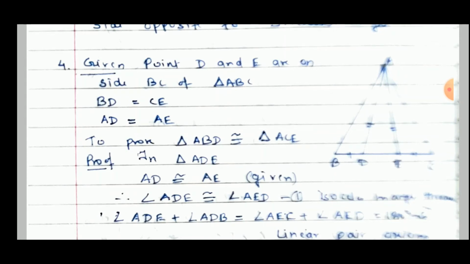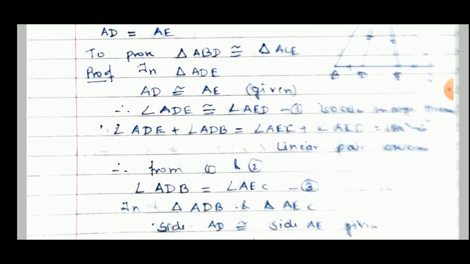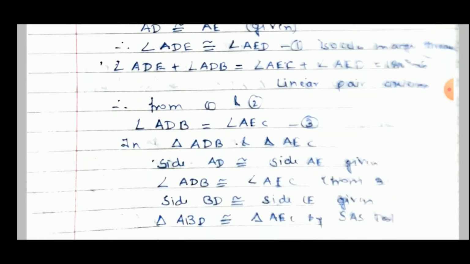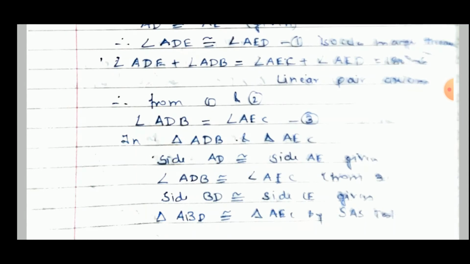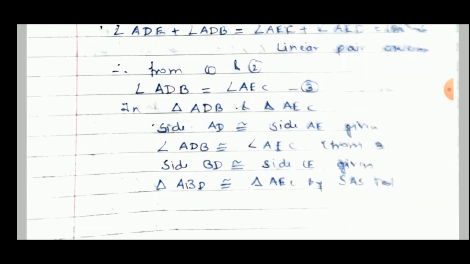Now angle ADE plus angle ADB is equal to angle AED plus angle AEC, by the linear pair axiom. So ADB is equal to AEC. So side AD is congruent to side AE, angle ADB is congruent to angle AEC, and BD is congruent to CE. Therefore triangle ABD is congruent to triangle AEC.